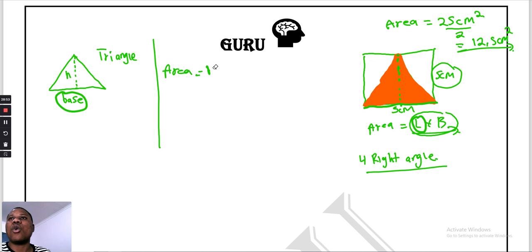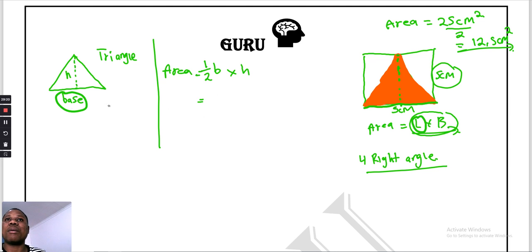Okay. We're going to say half base, then we multiply it. Look at this. What was our breadth here? Our breadth is the same as the height, then we multiply it with the height. So I want to give you an example again, using the same units.